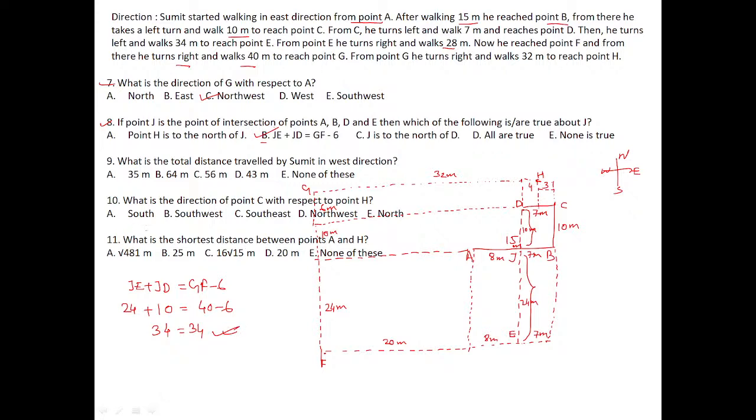Moving to question number 9. What is the total distance traveled by Sumit in west direction? See, Sumit started walking from point A. So just following the direction here by noting the same. This is the direction, this is the follow-up direction, this and this move, and here is the final point. So in which way does Sumit walk in west direction? This is DC, right?